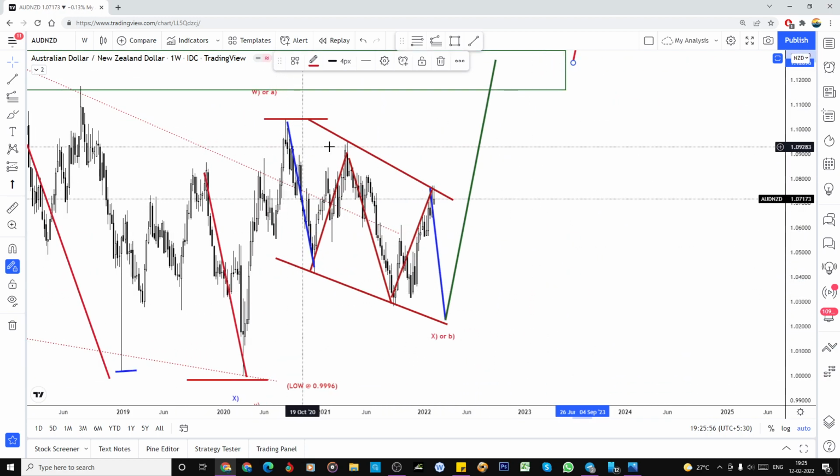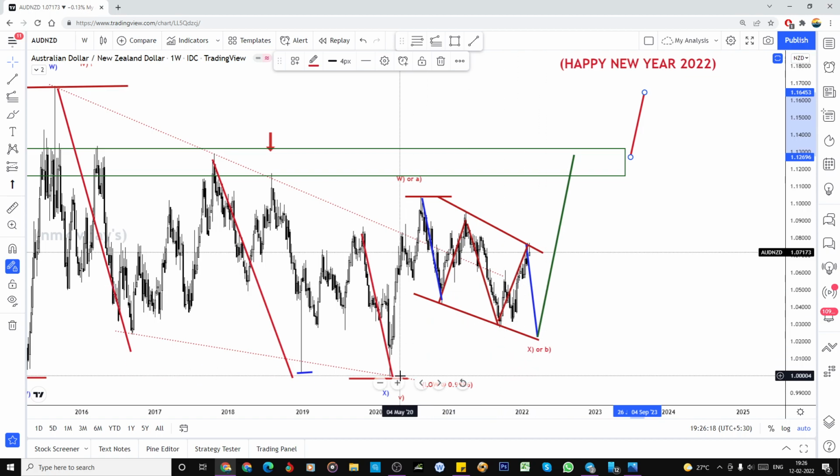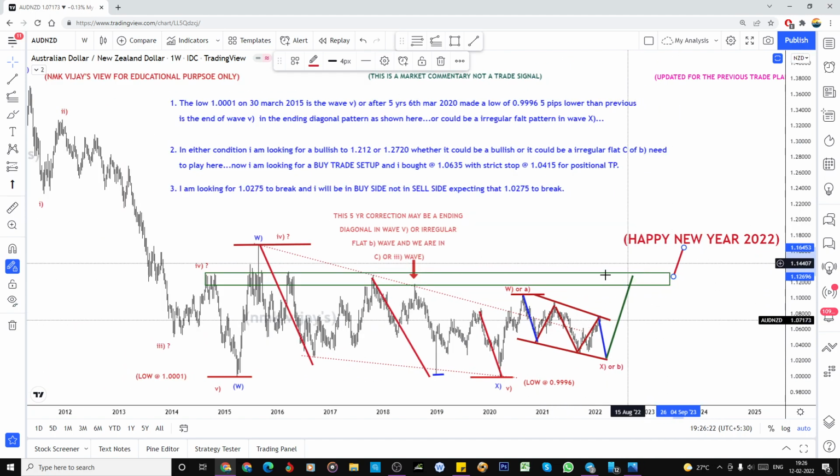But in the intermediate waves, it seems like one more leg to the downside, because ABC is an A, ABC is a B, ABC is a C. So this B wave is an irregular flat in the running flat. For this impulsive wave A, this is the B, and one more C. Once it breaks this low, I will be on the buy side, making this the stop loss. This is a huge, best risk reward here.